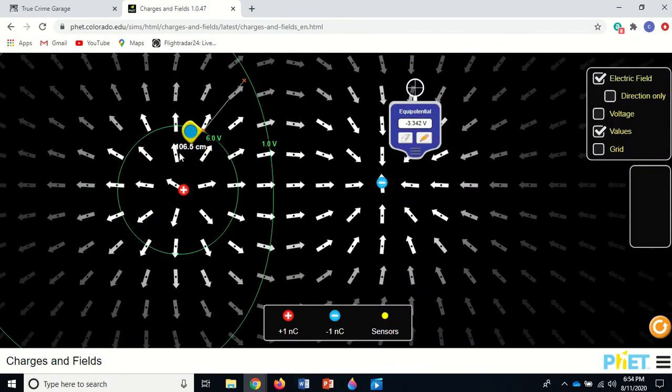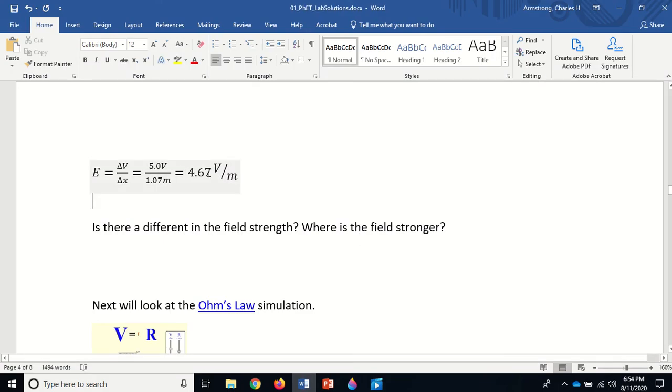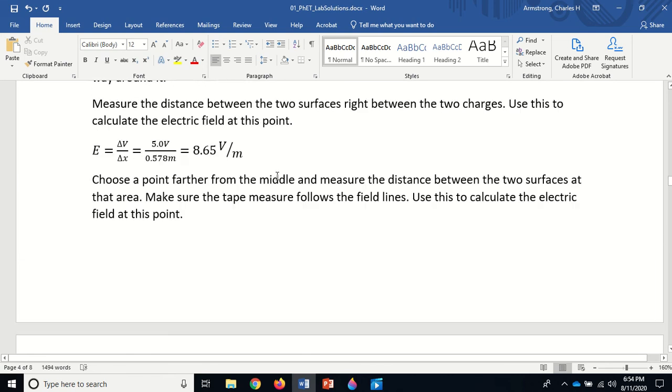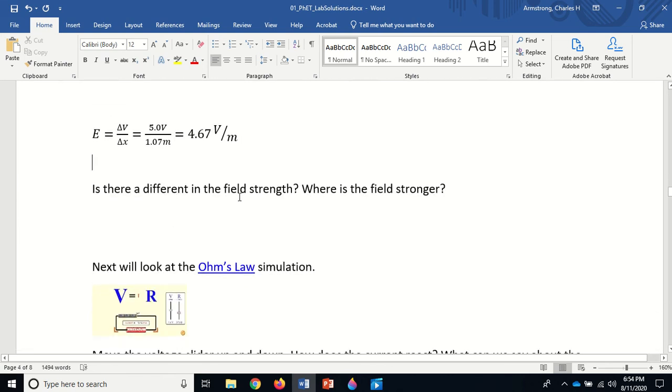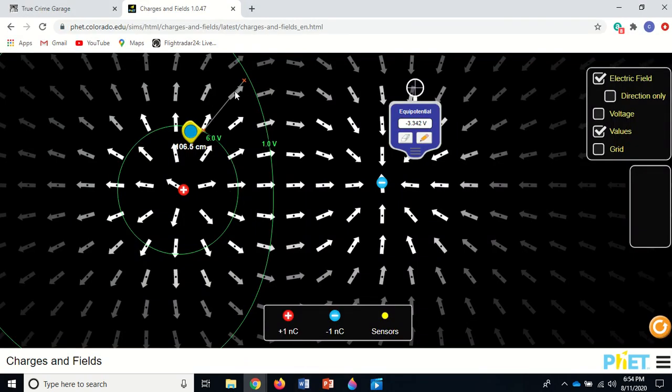It was 106.5 centimeters, which would be about 1.07 meters. And now we would get only 4.67 volts per meter compared to the 8.65 we had down the middle. Is there a difference in the field strength? Yes. Where is the field stronger? In the middle. So the field is actually weaker out here. The electric field lines are more separated a little bit, so it's weaker out here.